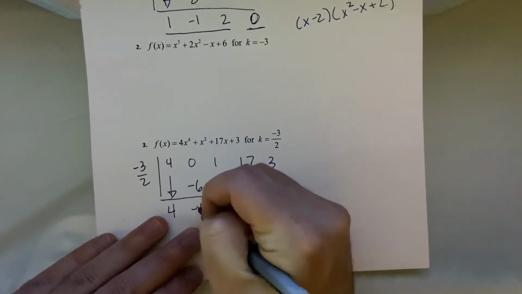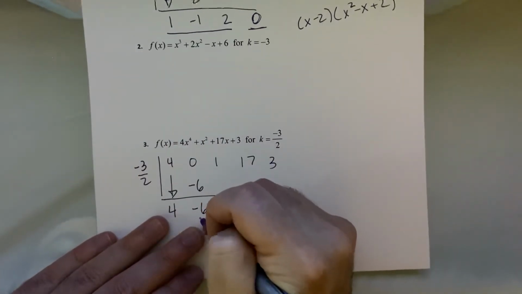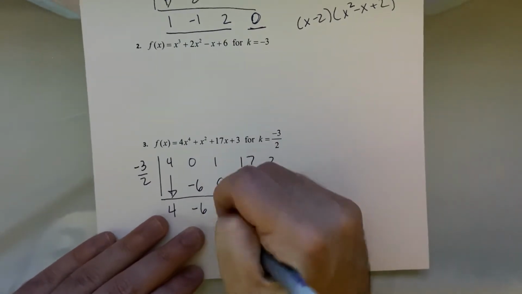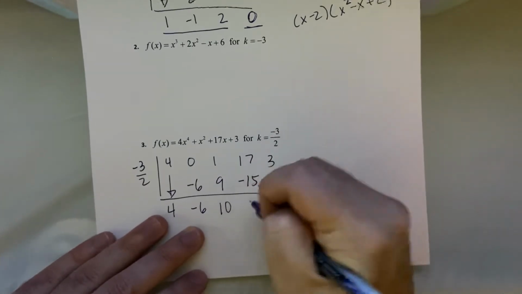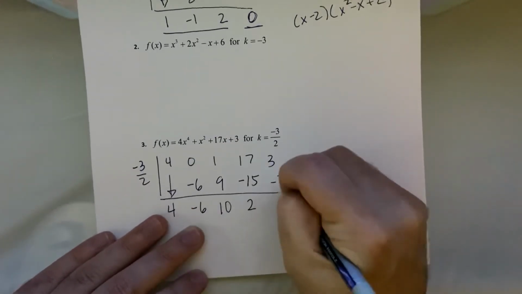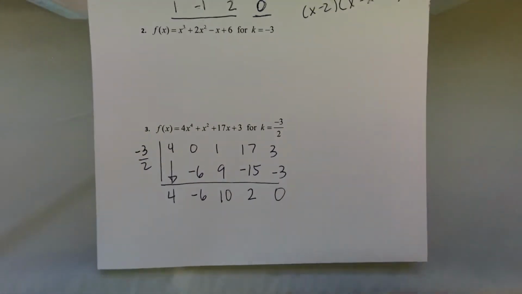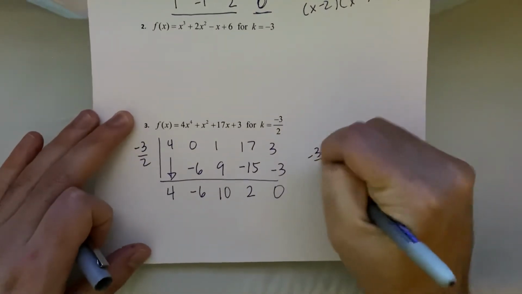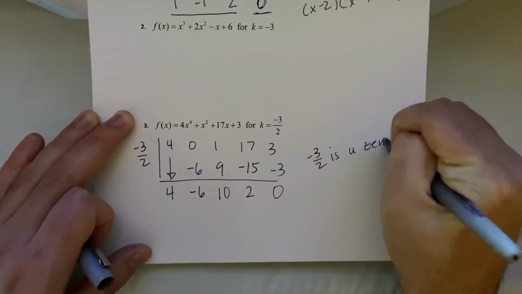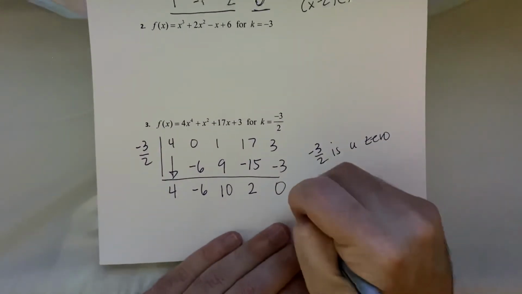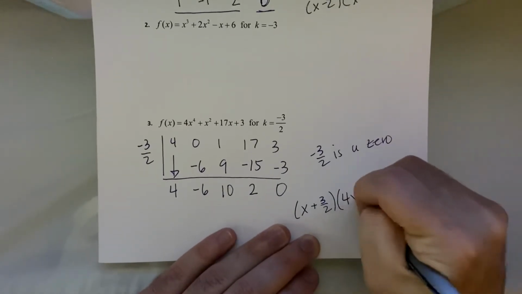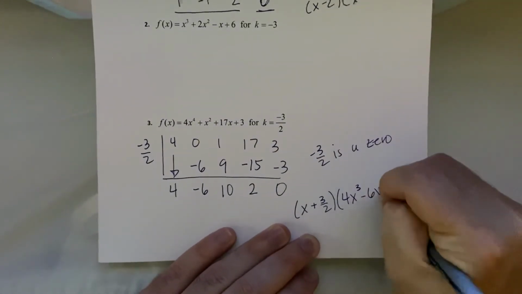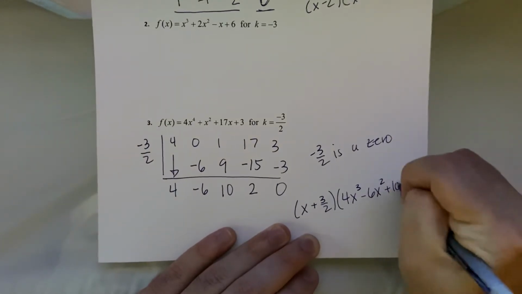Add here to get negative 6. Negative 6 times negative 3/2 is 18 over 2, which is 9. Gives me 10. 10 times negative 3/2 is negative 15. That gives me 2. 2 times negative 3/2 is negative 3. Gives me 0. So that means it is a 0. If I were to write down its factored form, technically this would be x plus 3/2 times 4x cubed minus 6x squared plus 10x plus 2.